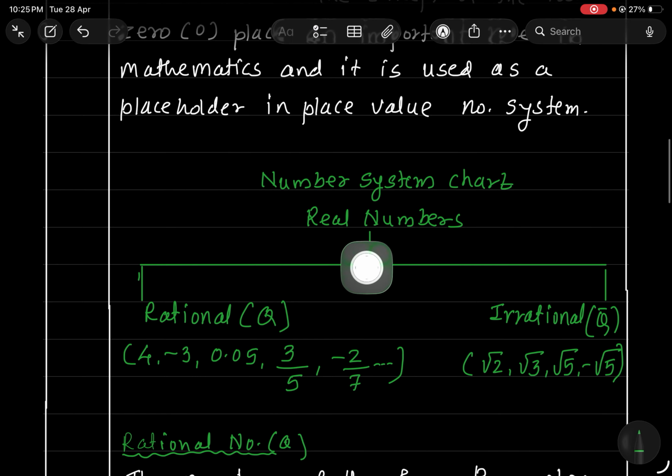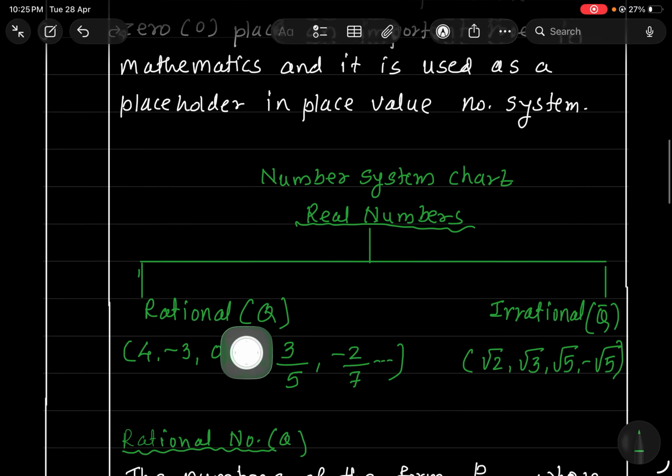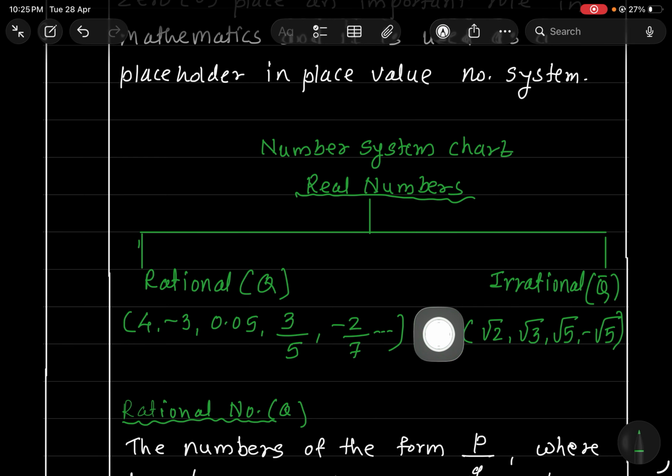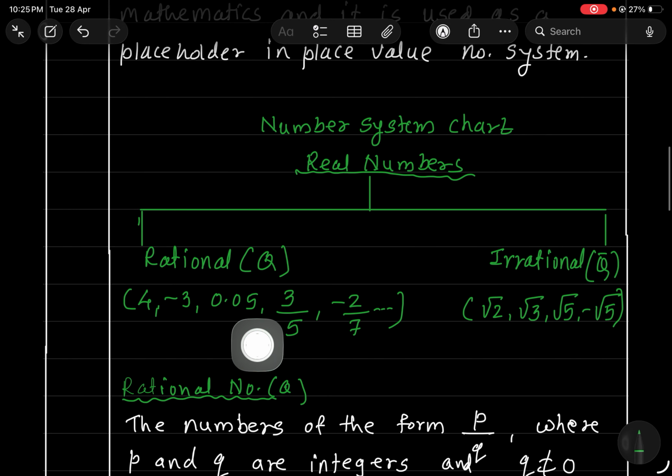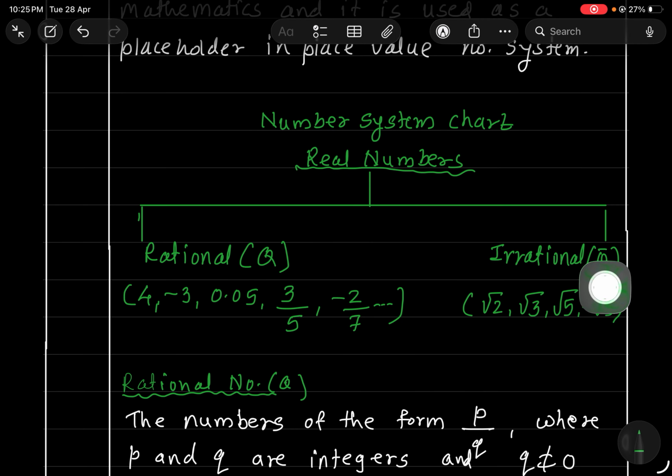Now see here, the number system chart. First we are studying real numbers. In the real numbers, again two kinds are there: rational numbers and irrational numbers. Rational number is denoted by Q, irrational number is denoted by Q bar. Rational number examples: 4, minus 3, 0.05, 3 upon 5, minus 2 upon something, and so on, like this many numbers are there. This is called a rational number. Again we will study the definition. Now here irrational numbers, Q bar: root 2, root 3, root 5, minus root 5. These numbers are called irrational numbers.